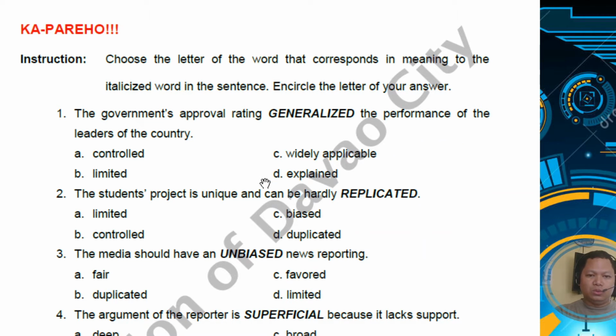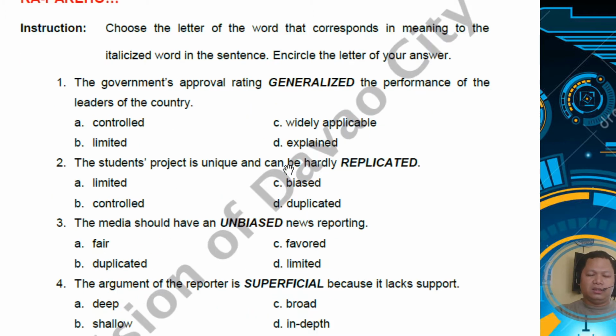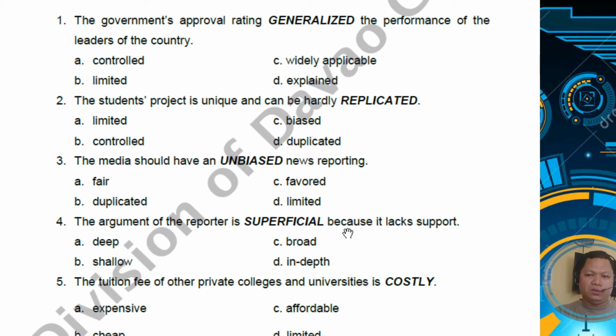Then number 2. Student's project is unique and can be hardly replicated. Okay, your answer is correct. Letter D, duplicated. Number 3. The media should have an unbiased news reporting. Okay, what's your answer? Okay, very good. Correct answer is C, favored.